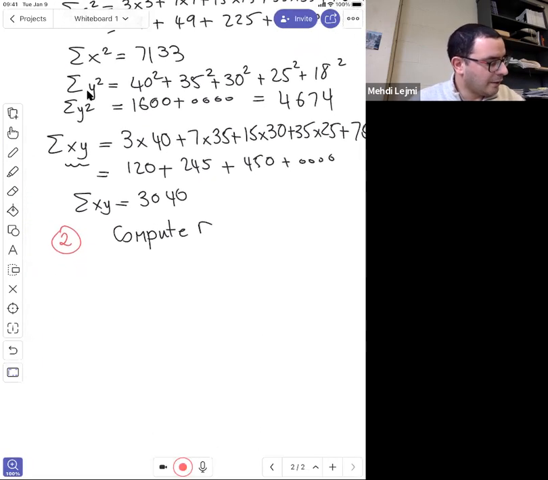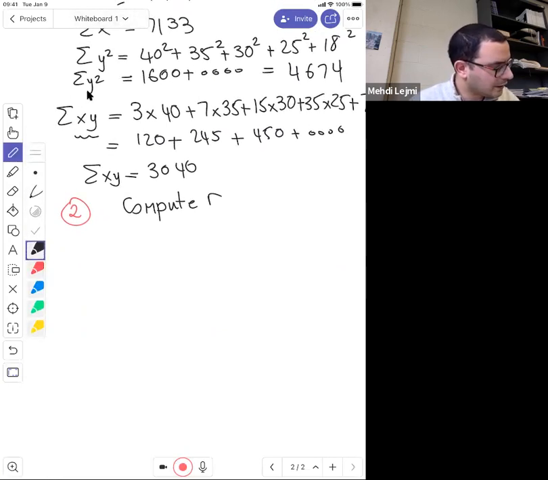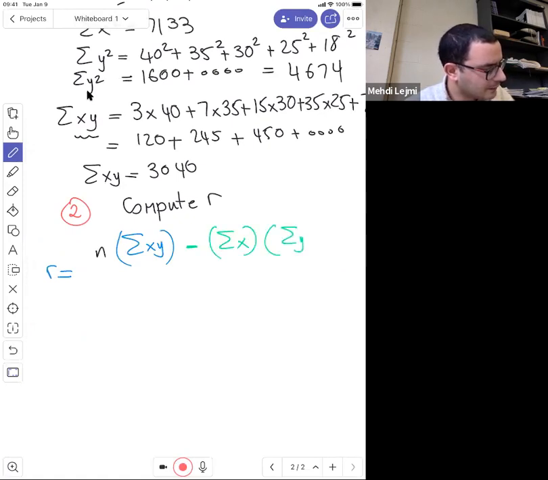All right, so I'm going to write down the formula of R again. This sample correlation coefficient R is n times the sum of x times y, minus the sum of the x's times the sum of the y's, over, or divided by, two square roots.